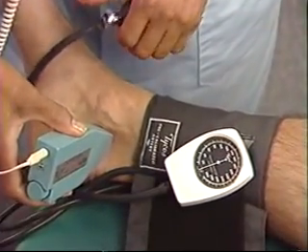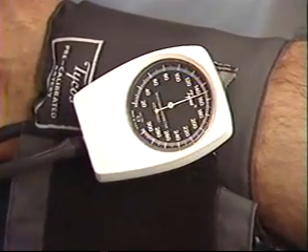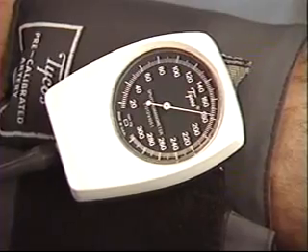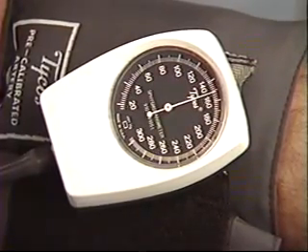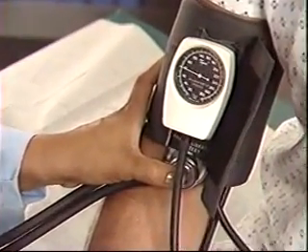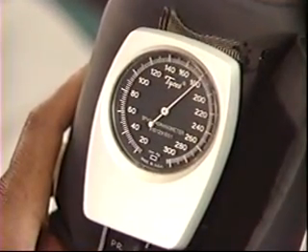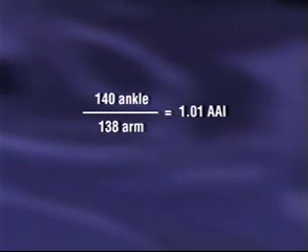Finally, determine the ankle-arm index, or AAI. Using a blood pressure cuff above the ankle, determine the systolic pressure of the posterior tibial or dorsalis pedis artery. Then take the systolic pressure of the brachial artery in both arms and use the higher number. To get the ankle-arm index, divide the ankle systolic pressure by the arm systolic pressure. The result should fall between 1 and 1.2. An ankle-arm index of 0.9 or less indicates peripheral vascular disease.